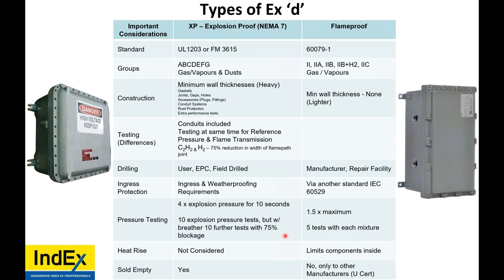Now, for explosion proof, there's 10 explosion tests. But when it has a breather, they do 10 further tests with that breather 75% blocked. Now, heat rise. They don't really consider it for explosion proof because it's a big, big heat sink. It can absorb a lot more heat and not be as hot on the outside as a flameproof, because flameproof is thinner metal, so it limits its components inside. So you can have higher wattage devices in an explosion-proof enclosure compared to a flameproof.